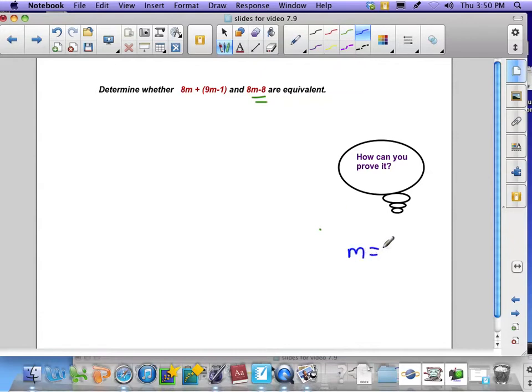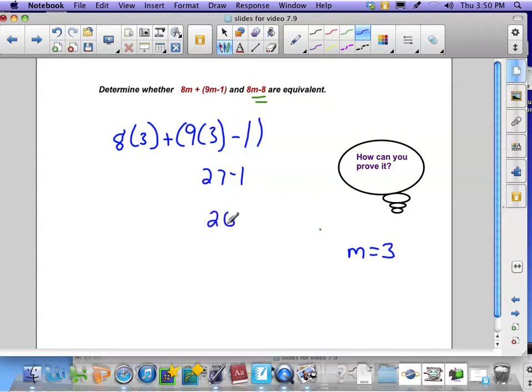Let's say m was equal to 3. So I'll substitute that in. 8 times 3 plus 9 times 3 minus 1. You always have to follow the order of operations. 9 times 3 is 27, and 27 minus 1 is 26. That was all in parentheses. 24 plus 26 is 50.